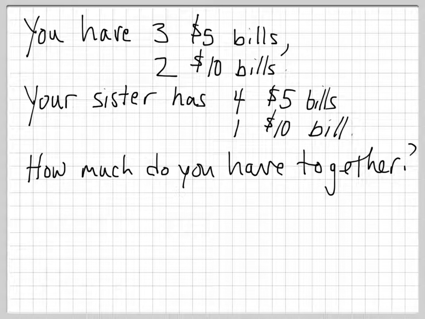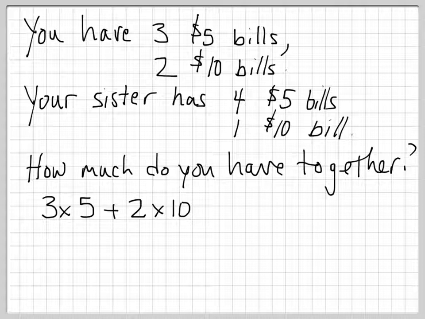So let's look at this related question. You have 3 $5 bills and 2 $10 bills, and your sister has 4 $5 bills and 1 $10 bill. And the question is, how much do you have together? And you could compute how much you have by multiplying the number of $5 bills by how many of them you have, and adding the number of $10 bills you have times $10. And your sister has 4 $5 bills, so you would multiply them, and 1 $10 bill.